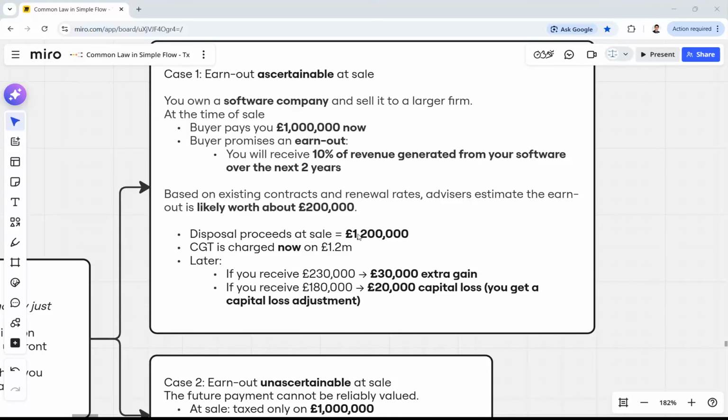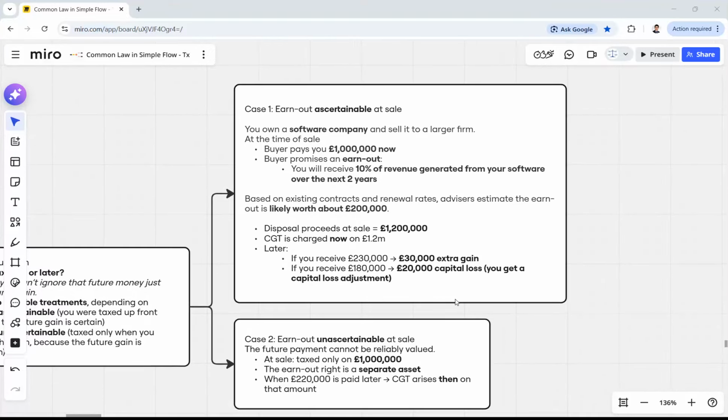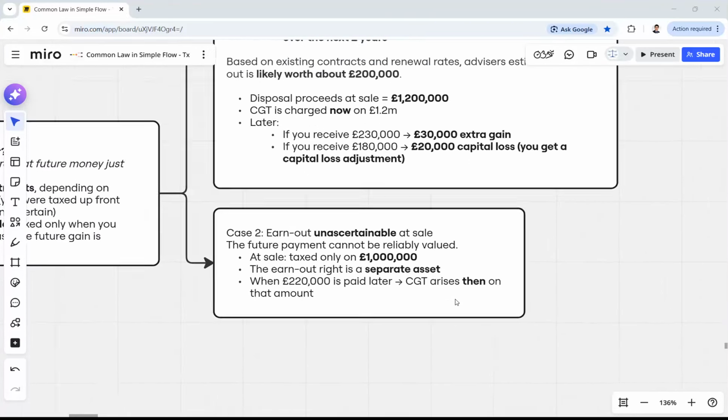Disposal proceeds at sale will be now 1.2 million, and CGT will be charged now on 1.2 million pounds. Later, if you receive 230,000, the 30,000 will be extra gain and you will pay extra CGT on that. If you receive 100,000 pounds, then there will be minus 20,000 pounds. So it will be your capital loss and you will get a capital loss adjustment for the next years.